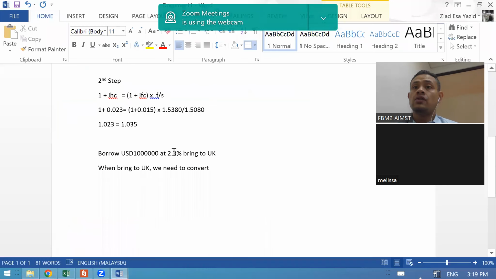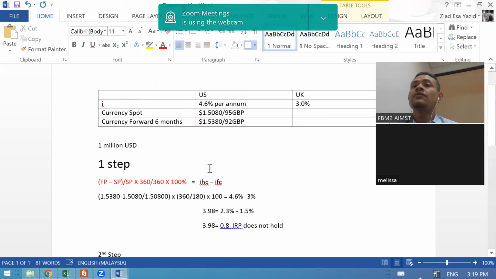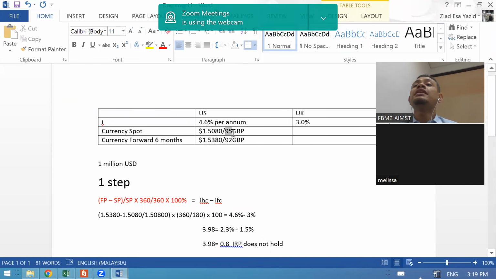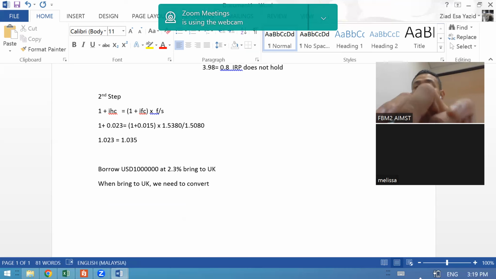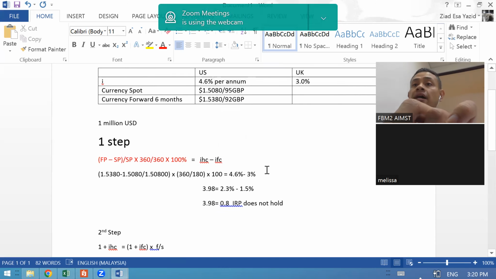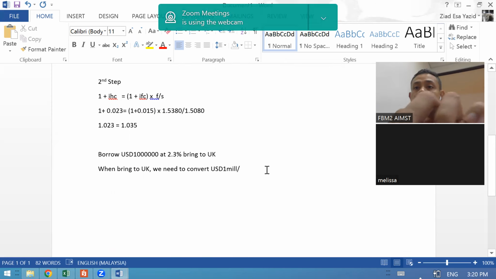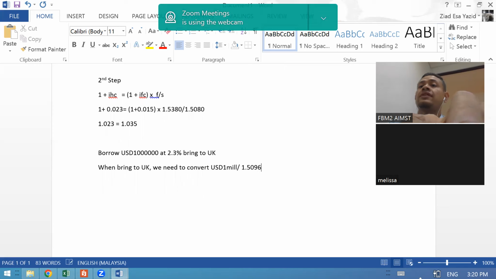You need to divide. When you divide, you divide by the higher one, and multiply by the lower one. So for this one, in order to convert from US dollar to British pound, you need to divide. You need to convert USD 1 million, divided by 1.5095. Sorry, 95.